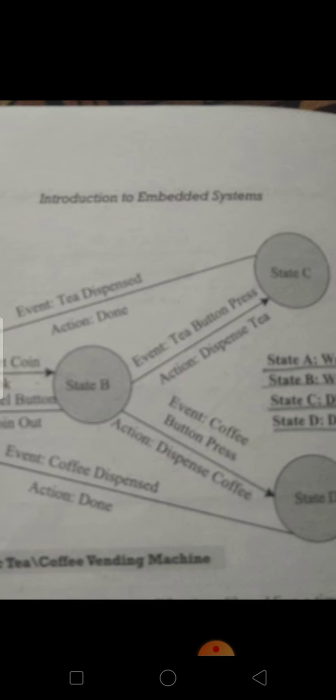Can you see the diagram? State A, state B, state C and state D. In this simplest representation, it contains 4 states. Within the circles, the states are represented. In the diagram, the 4 states are: wait for coin, wait for user input, dispense tea and dispense coffee. They are represented as state A, state B, state C and state D.